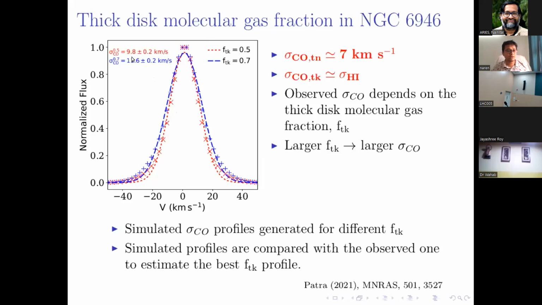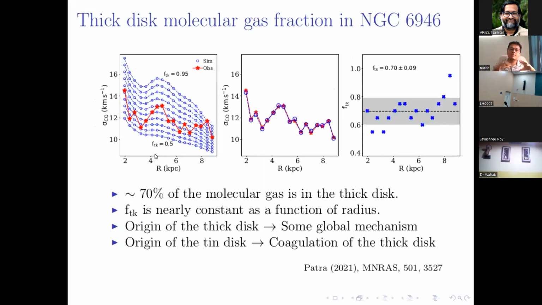These are actually quite different, 9.8 and 11.6, and the width of these stacked spectra can be measured observationally, right? So then what I have done is I have built my model with different proportions.